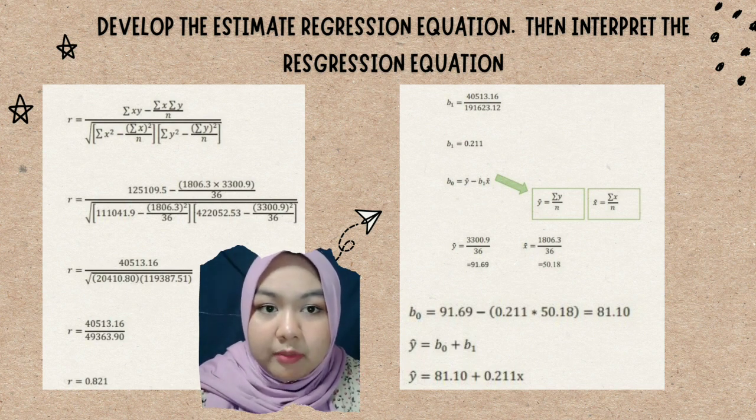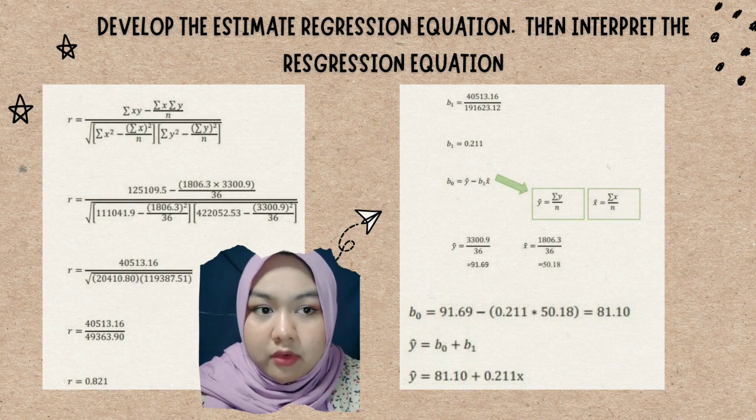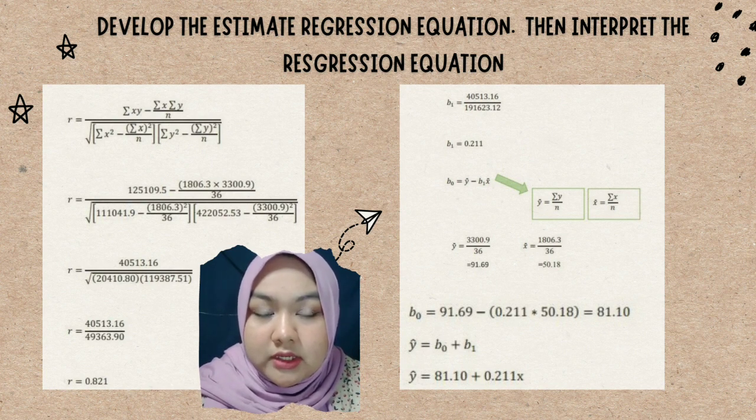For b0, when the number of employed persons who have no formal education is 0, the number of employed persons having a tertiary education is 81.10. For b1, as the number of employed persons who have no formal education increases over the years, the employed persons having a tertiary education will increase by about 0.211.